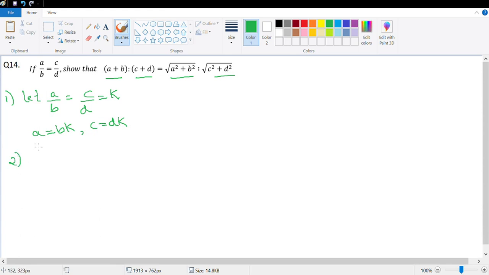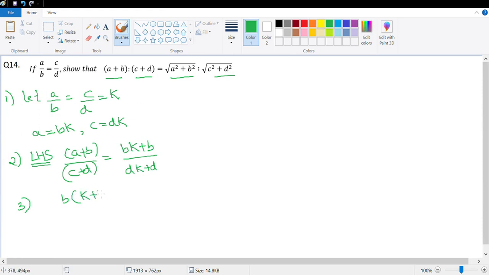Now let's try and look at what we have in the left hand side. On the left hand side, we have A plus B upon C plus D, which is equal to A, which is BK, plus B upon C, which is DK plus D. I have B common in the numerator, so this is B times K plus 1. In the denominator, I have D common, this is K plus 1. K plus 1, K plus 1 gets cancelled, which means left hand side is equal to B upon D.